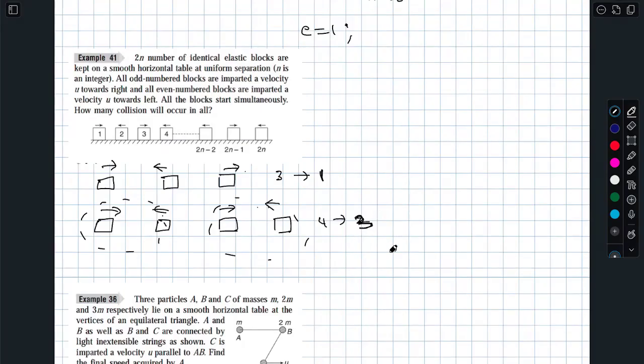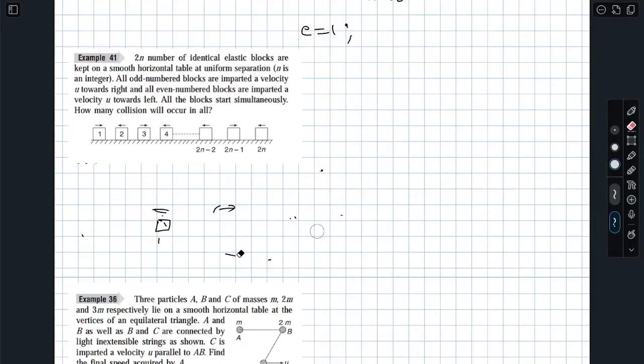Any doubts? But they are having the same velocities. So likewise, try to understand. Or I can say it like this: if they are all moving in the same direction, no collision takes place. Please remember that.